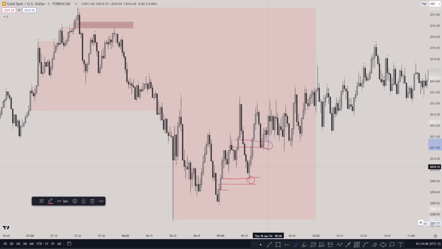So as I said, combine this with the kill zones, combine this with, as I said, AMD, and use it on the higher time frame. It's much better, and you're going to have the success that I'm showing you right here.